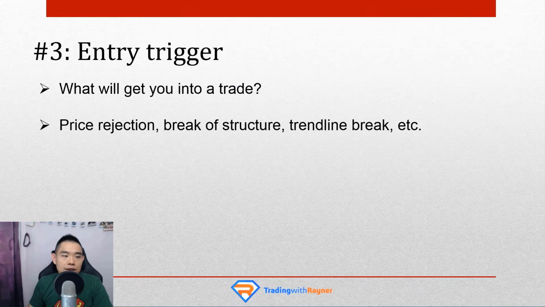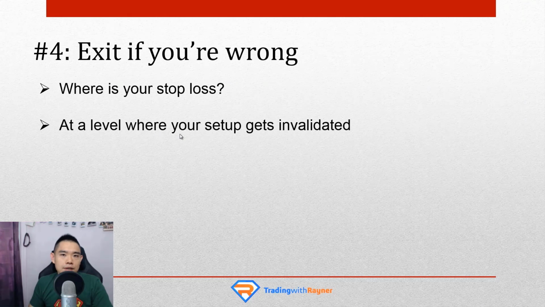So now that you understand the entry trigger, you know how to look out for it. The fourth thing you want to look out for is the exit if you're wrong.